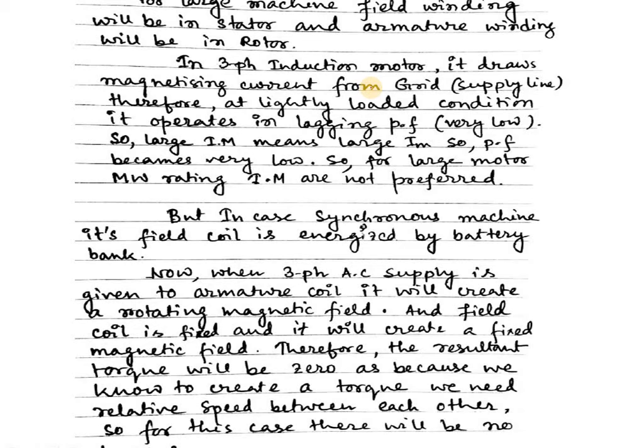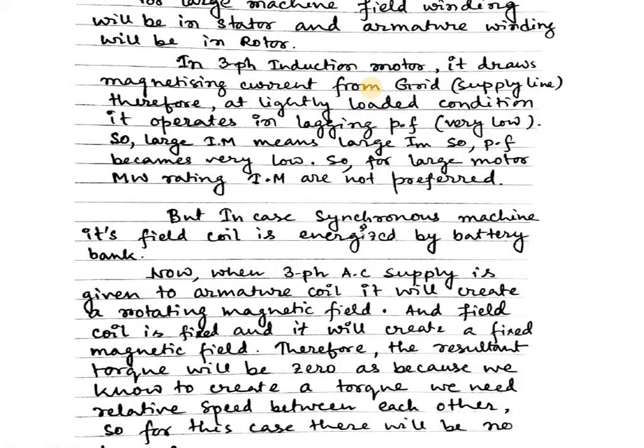See the difference? The three-phase induction motor is directly connected, but in the synchronous machine, the field coil is energized by a battery bank. That means it is not connected with the supply and there is no chance of lagging. Okay. Now, when three-phase AC supply is given to the armature coil, it will create a rotating magnetic field, and the field coil is fixed and it will create a fixed magnetic field, right?